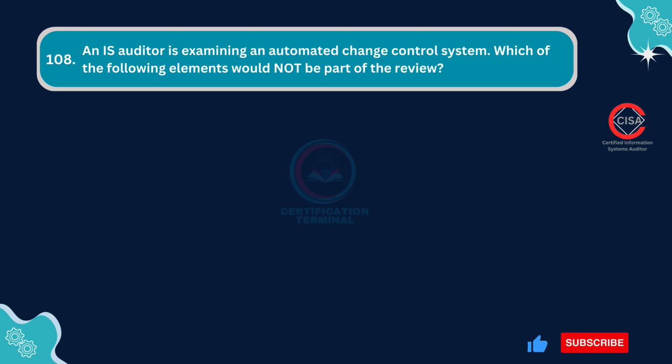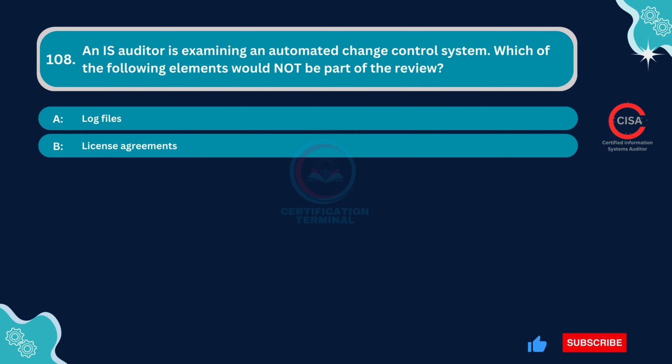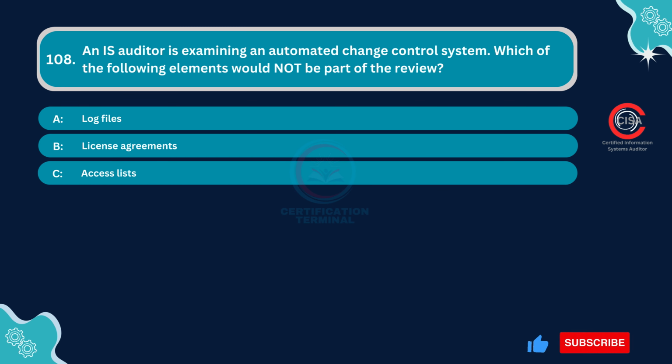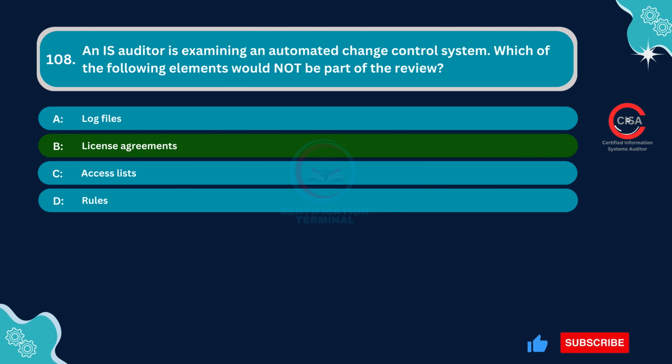Question number 108. An IS auditor is examining an automated change control system. Which of the following elements would not be part of the review? Option A, log files. Option B, license agreements. Option C, access lists. Option D, rules. The correct answer is Option B, license agreements.